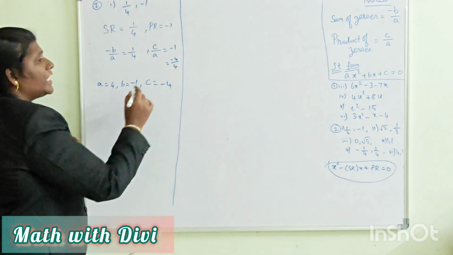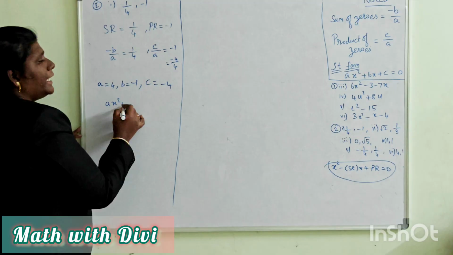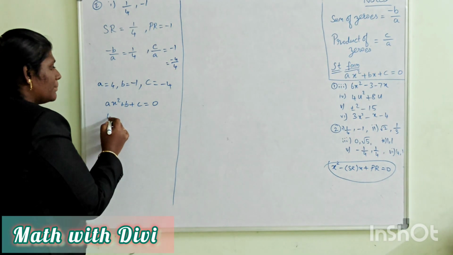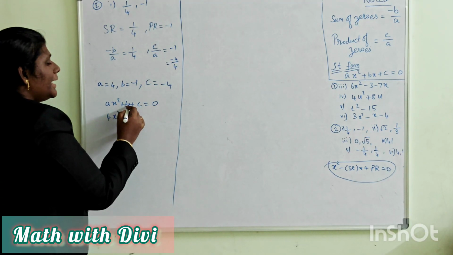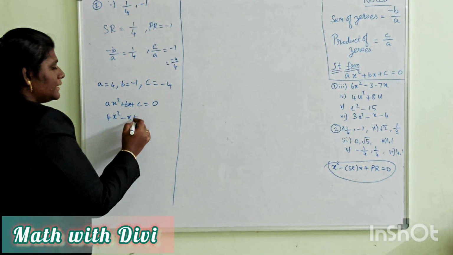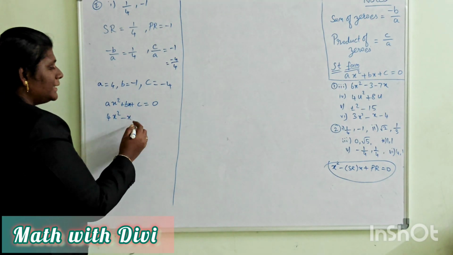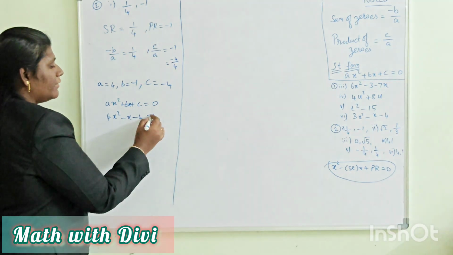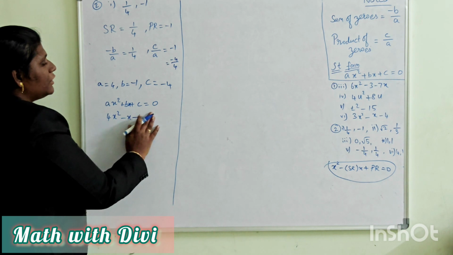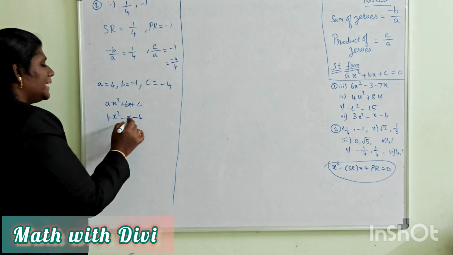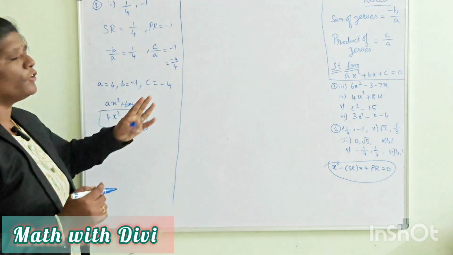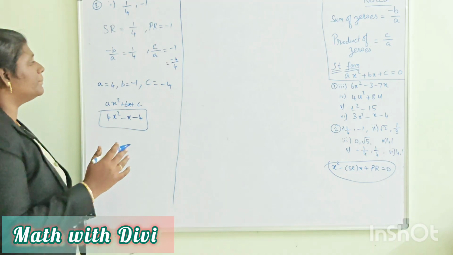What is the general structure? ax square plus bx plus c is equal to 0. Now applying the values: 4x square minus x minus 4 is equal to 0. That's all. If they ask for the polynomial, you don't want to make it 0; just give the required polynomial as the answer. Okay ma'am, I can't find it to make the denominator equal, I can't do all that, then a very very simple method.